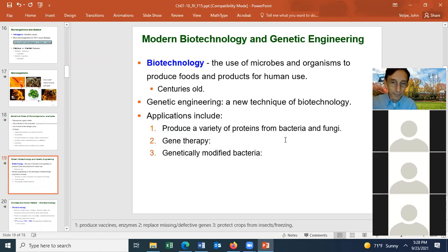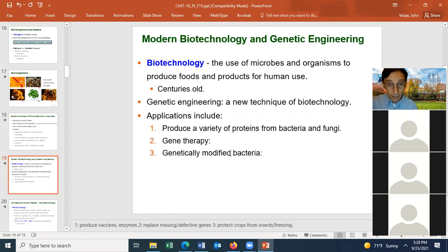Or we could say, well, that's genetically modified bacteria, where you put a human gene or another gene into the bacteria to make the bacteria produce a product for us. And that we've done many times, but the first time it was done was actually to make the human insulin.